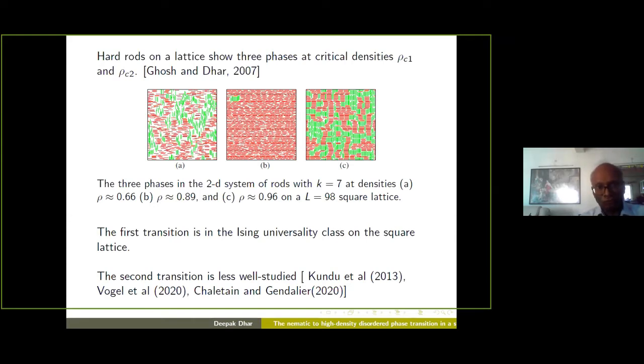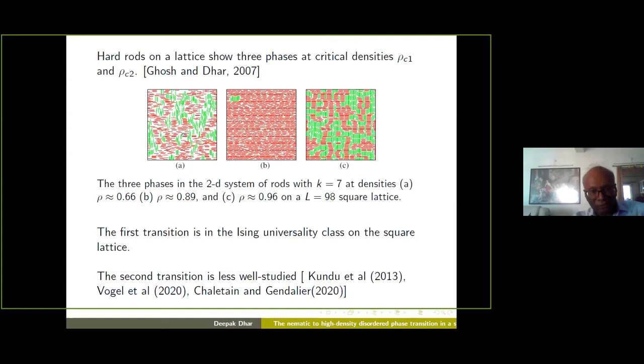And so with Ghosh, we had shown earlier that this model actually undergoes two phase transitions, one from the disordered phase to a nematic phase. But if the density becomes high enough, then the nematic order is lost and you get a different type of disordered phase. So in this picture, you see 2D rods with length 7, and the density in this first part is 0.66. Then there are equal densities of horizontal and vertical rods. In the middle one, it's mostly nematic. And if you go to high enough density, again, you get roughly equal numbers of horizontal and vertical rods.